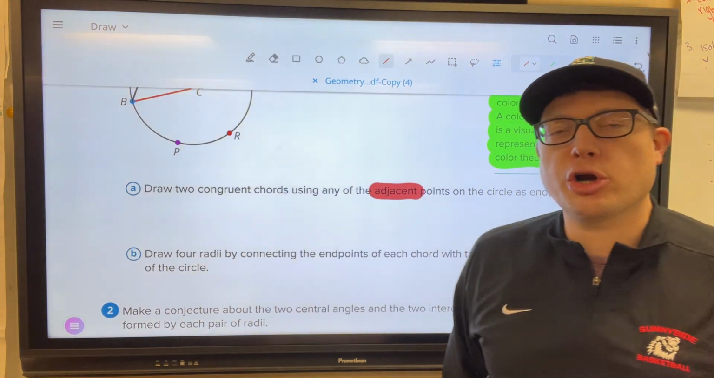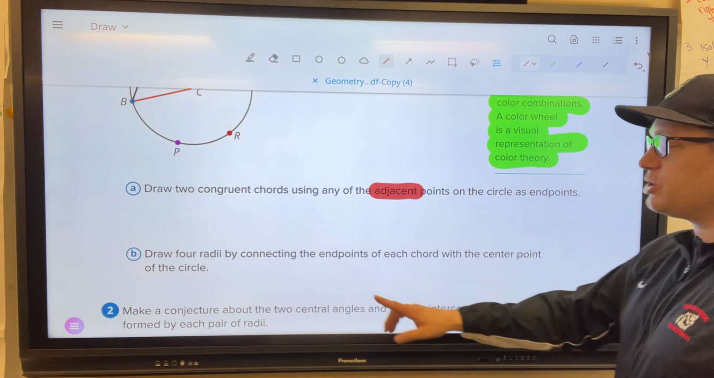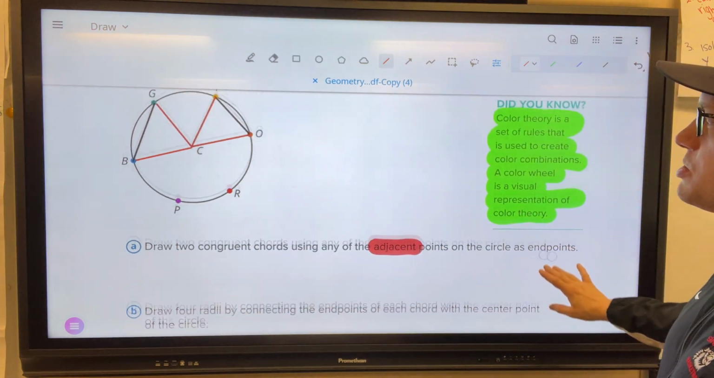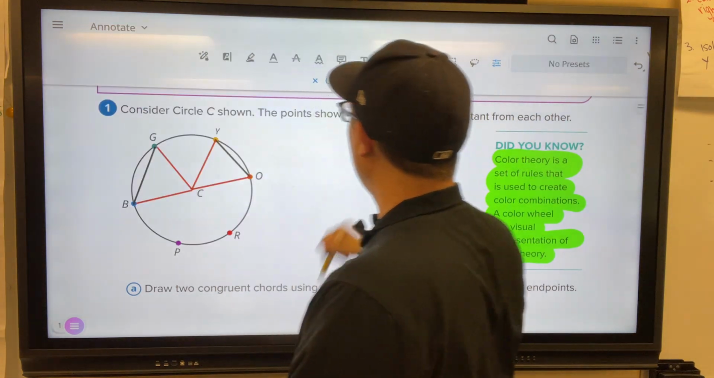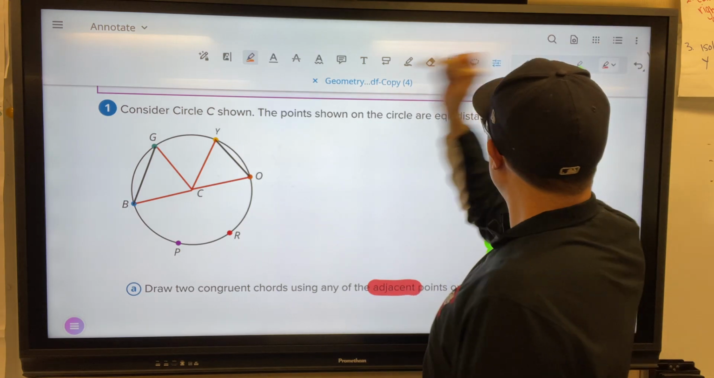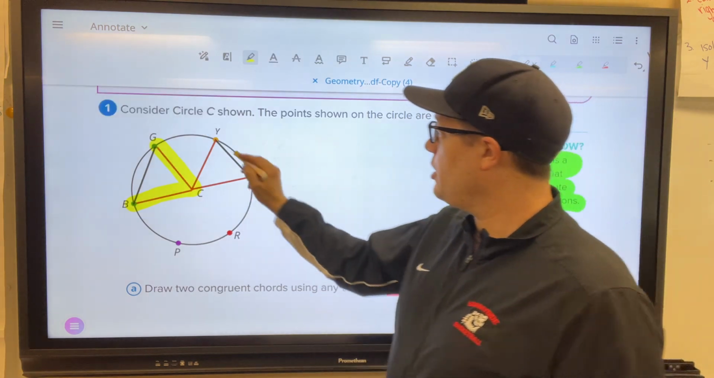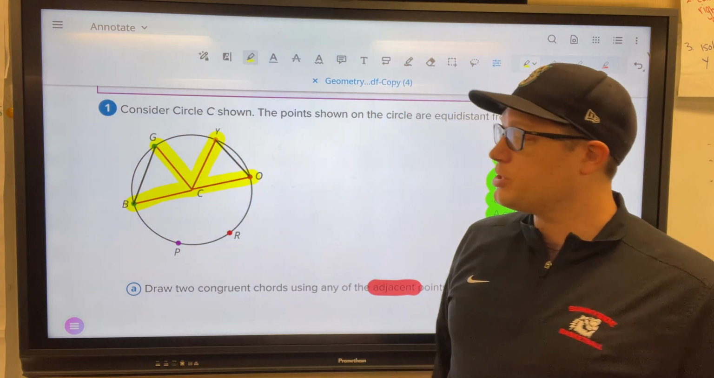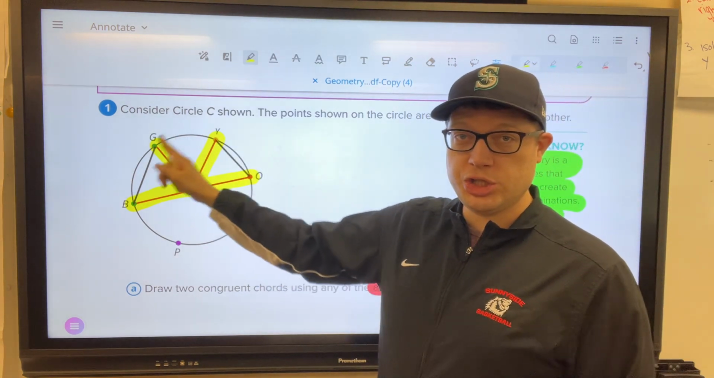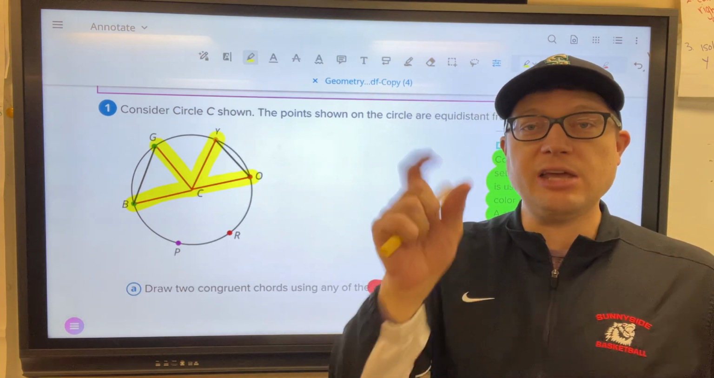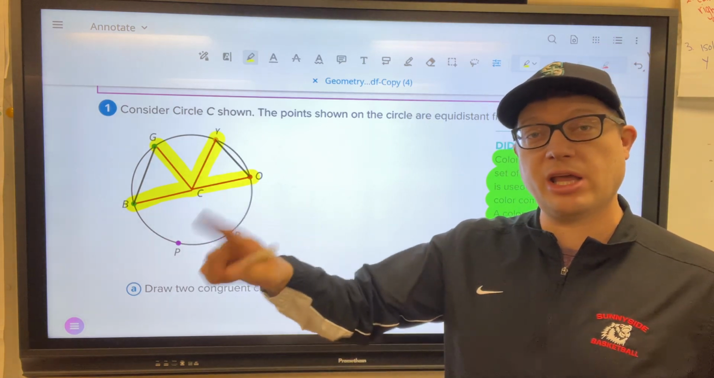Let's make a conjecture about the two central angles and the two intercepting minor arcs. So let's take a look out here. Let's analyze the picture that we're given. I'll go with yellow: this central angle, GCB, and this central angle, they look to be about the same. In fact, they should be the same because O, Y, G, B, those points are evenly spaced. They're equidistant around the center of the circle, evenly spaced all the way around.